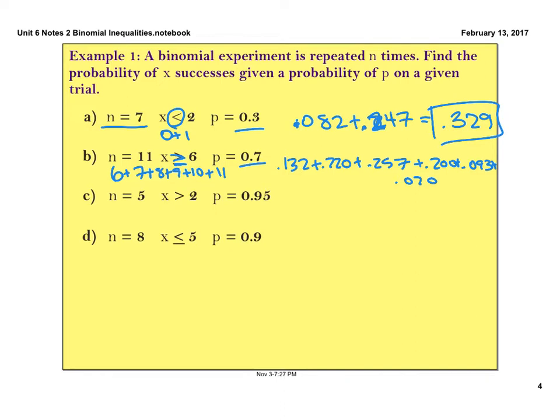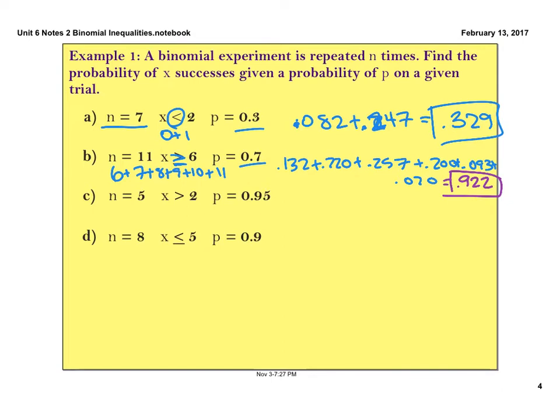If I plug all those into my calculator, 0.132 plus 0.220 plus 0.257 plus 0.200 plus 0.093 plus 0.020, I get 0.922 there for probability. All right, let's take a look at the next one.